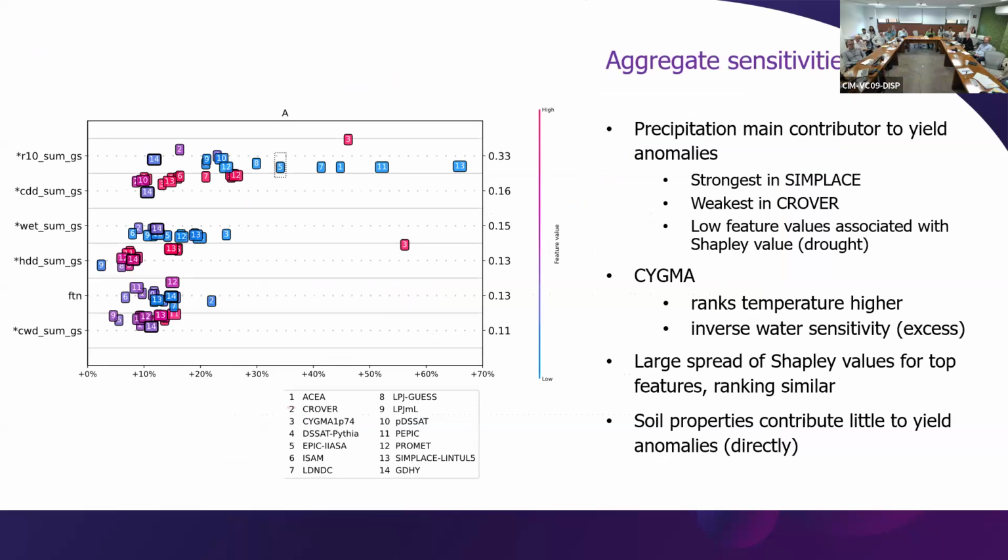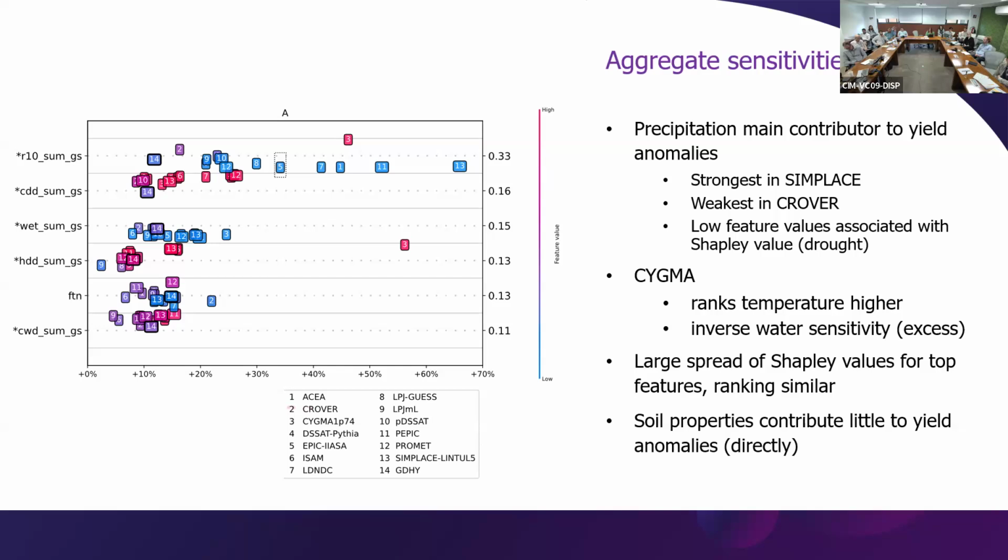Into the results. So we do this for every climate region, so A to E. But this is just an example, and the results look similar across regions pretty much. This is the example for Köppen-Geiger region A. Here we have the order of the most important features that we investigated. So precipitation comes out on top usually, as the main contributor to yield anomalies.